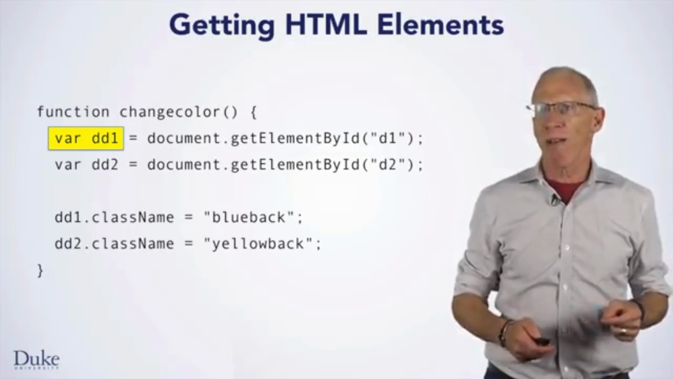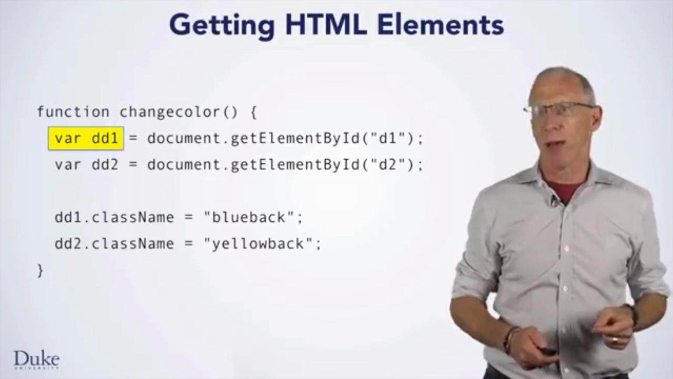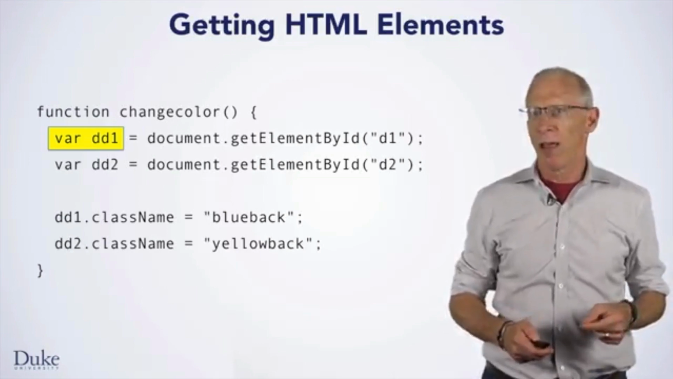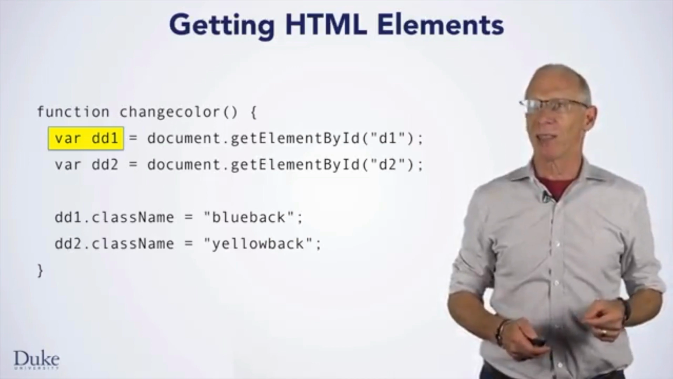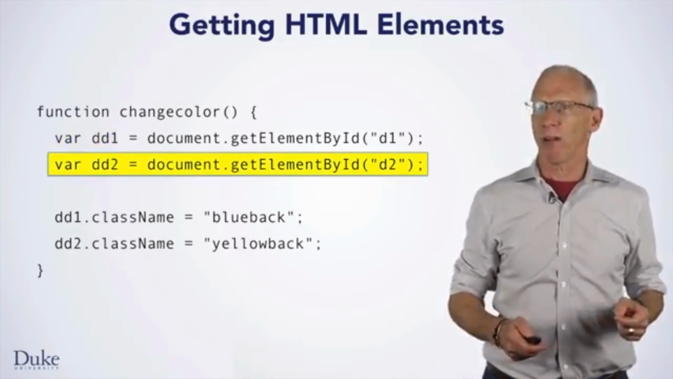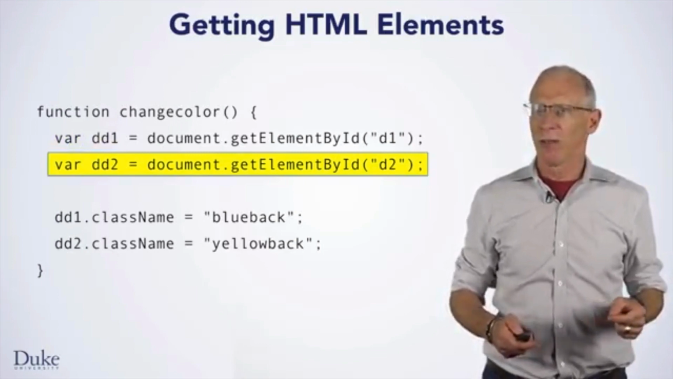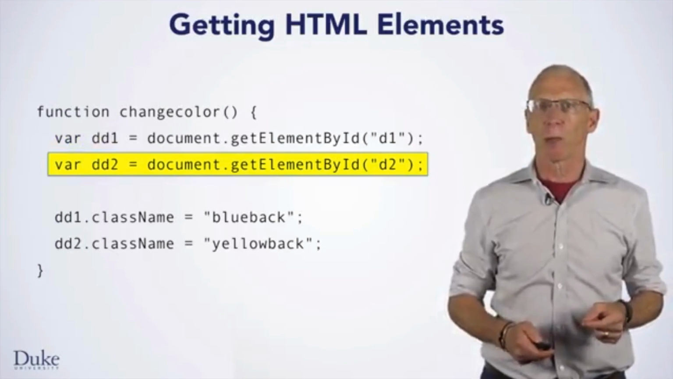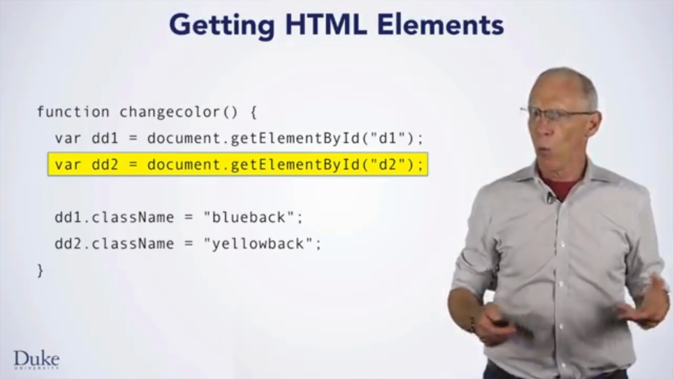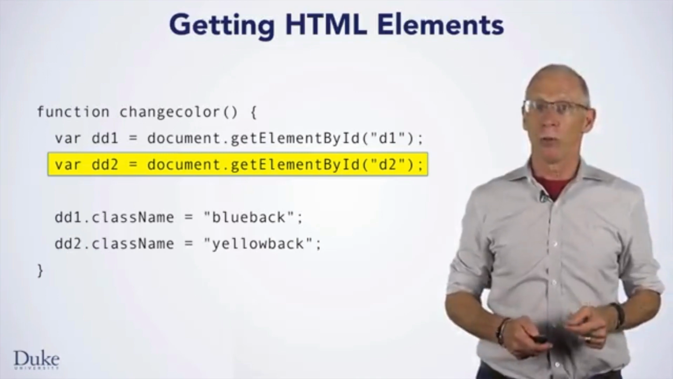We need to create a variable to store this returned HTML element. Here, that's shown by var dd1. Now that variable can be used to access the element and change its color. The next line creates a similar variable called dd2. This stores the HTML element returned by document.getElementById when it's passed the parameter d2.